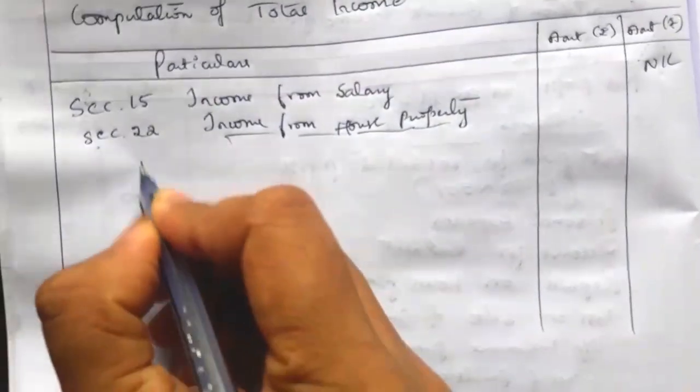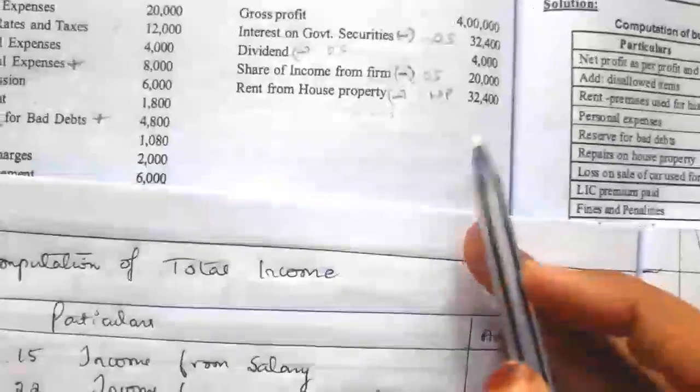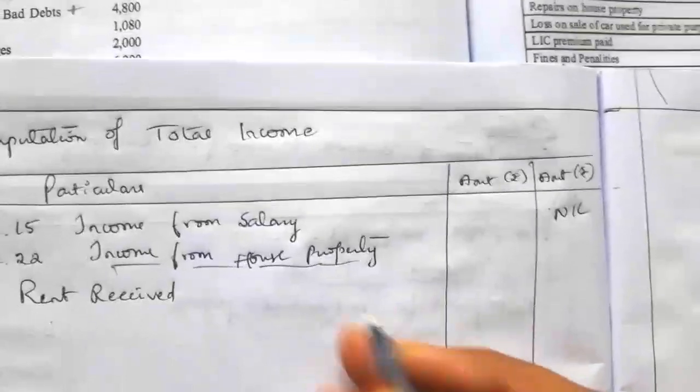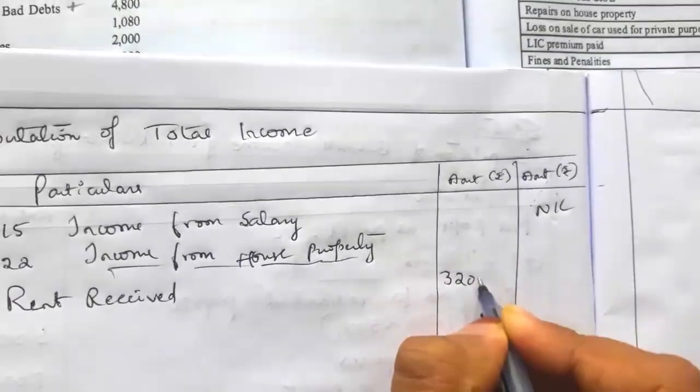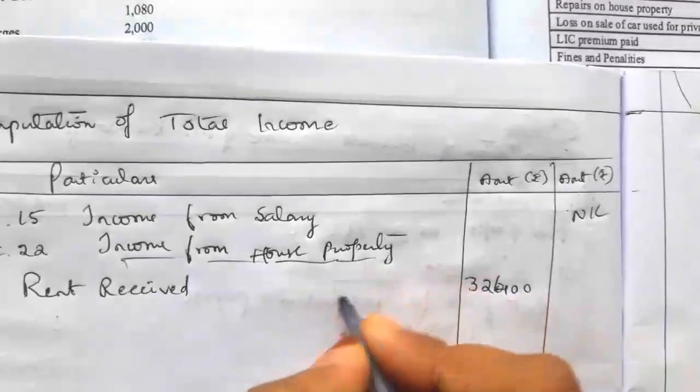income from house property, but the actual rent received is not taxable. We have to apply the conditions for calculating the taxable value of income from house property. If there is a municipal value, fair rental value, or standard rent, then we have to compare with it. If there is no other information, then the rent received itself is taken as the gross annual value. The rent received given in this question is 32,400, so 32,400 is taken as the gross annual value.